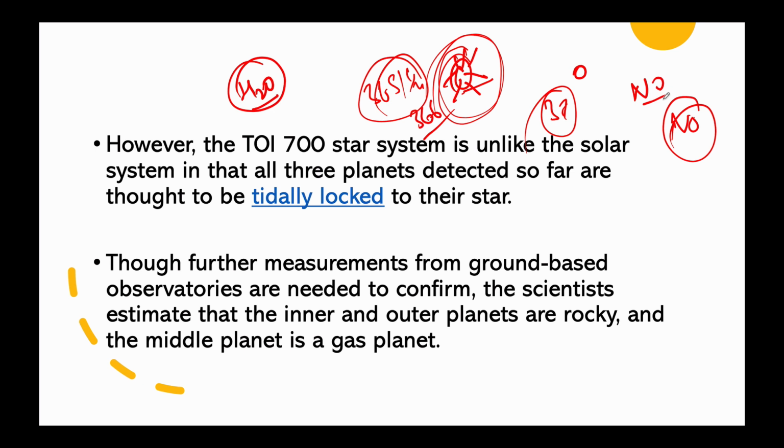Thus, being present in the Goldilocks zone does not guarantee the availability of water on the planet. But obviously it makes them a very potential target for astronomers to explore and determine the presence of water through various other methods. Now see, this TOI 700 star system is unlike the solar system because here we have found 3 planets, and so far they are thought to be tidally locked to their star. Tidally locked means if this is the planet, it has 2 halves. It is not rotating, so one side will always have light and the other will always have darkness. So this is how tidally locked planets work.